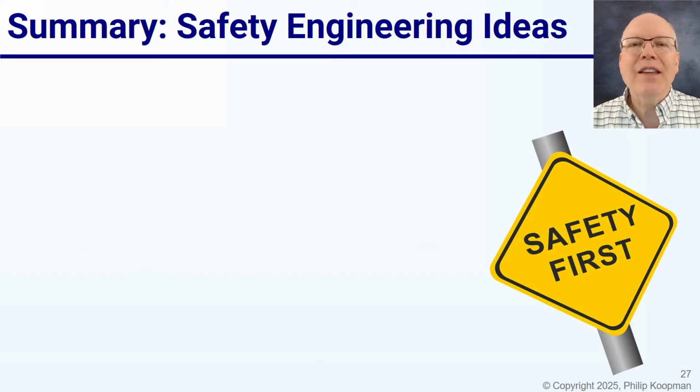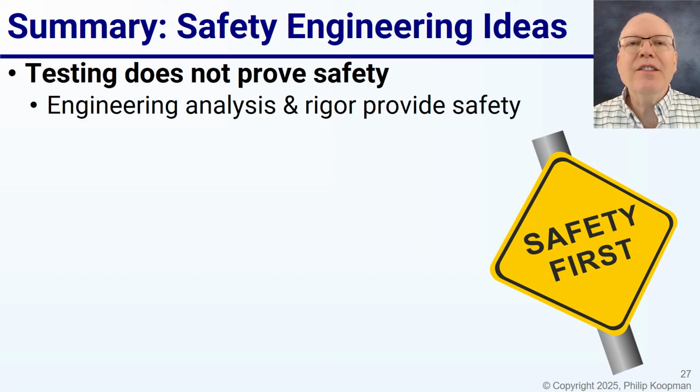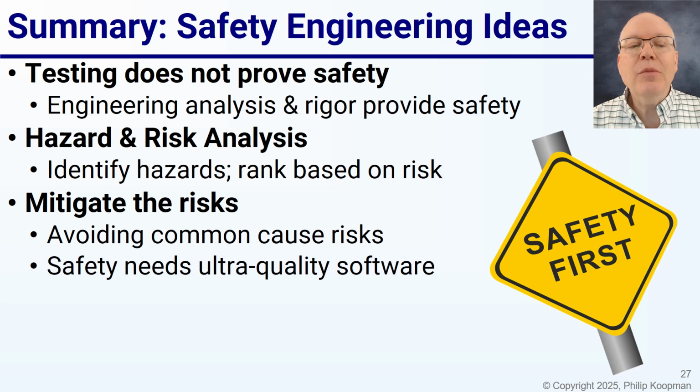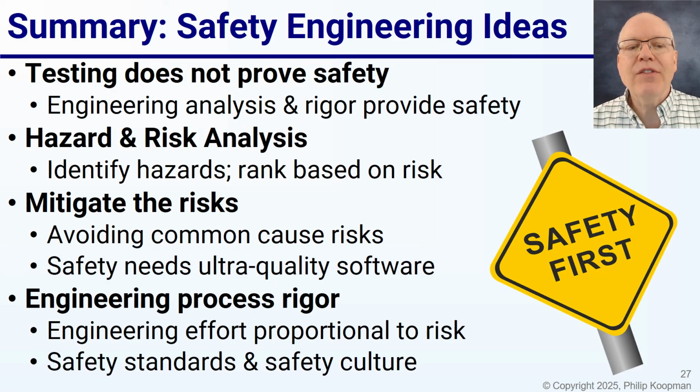Wrapping up, here's some key safety engineering ideas. Testing does not prove safety. You don't get safety by testing, you get safety by doing safety engineering, and testing is just a piece of that. You do hazard and risk analysis, you identify the hazards, you rank them based on risk, and then you mitigate the risks, avoiding common cause failure risks, and making sure you have ultra high quality software if it's a life critical system to mitigate the hazards from software defects.